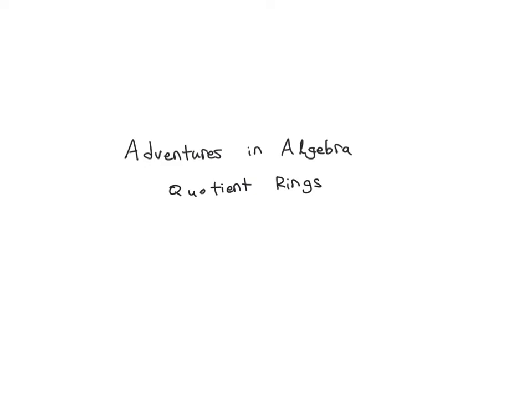Now we're going to discuss quotient rings. So just like you can quotient a group by a normal subgroup and get a new group, it turns out you're going to be able to quotient a ring by a two-sided ideal and get a new ring.